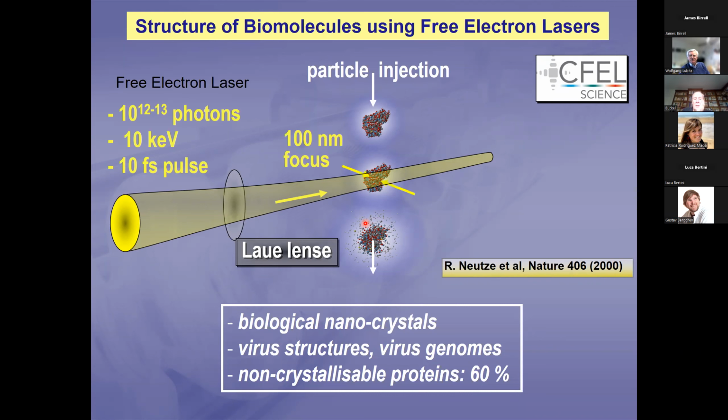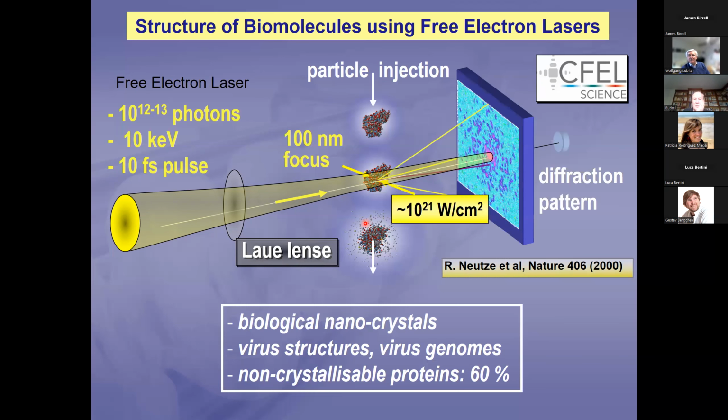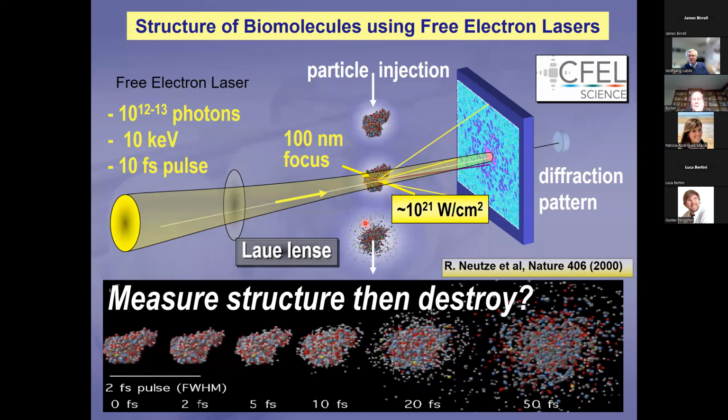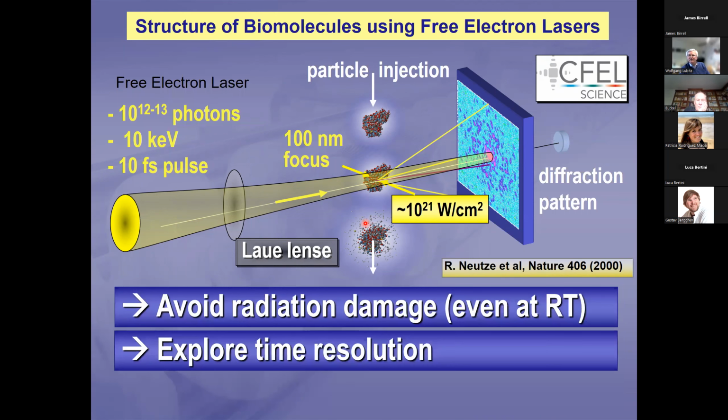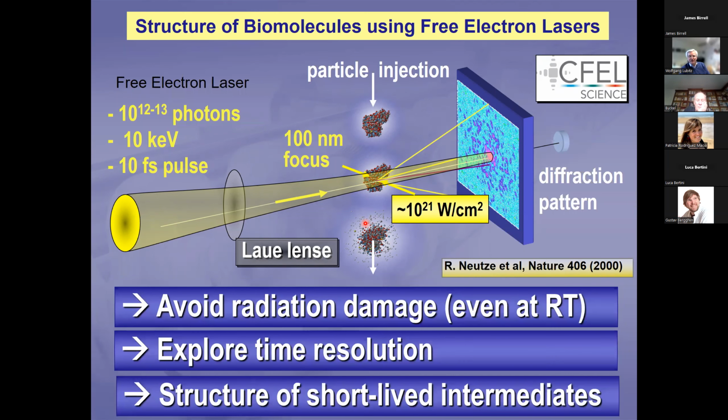The interesting thing is that with this enormous power that is focused on a bunch of small crystals or even no crystals, we get an explosion of the system. But before the system explodes, we can measure the diffraction pattern. And that avoids radiation damage. There's no time for the X-rays to damage the system. It's very fast, on the femtosecond time scale. We can explore the time resolution and get structures of short-lived intermediates.